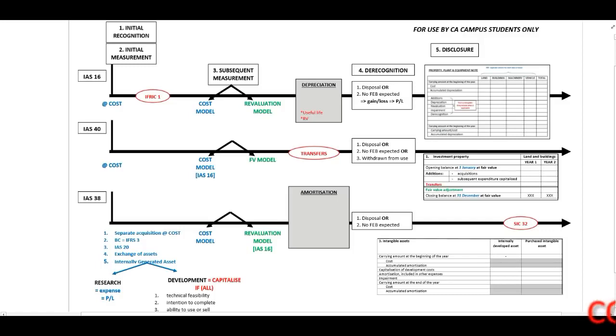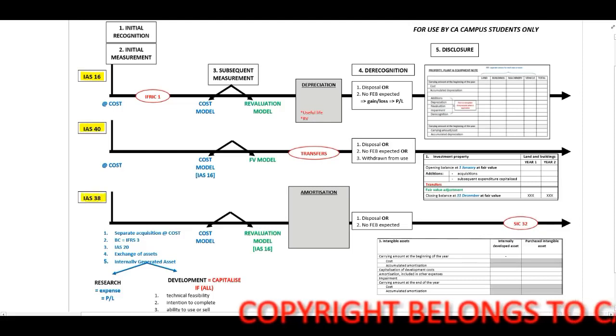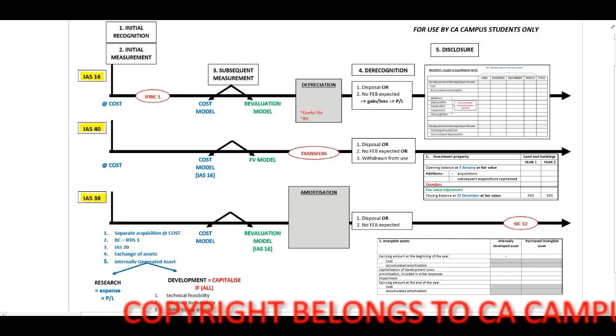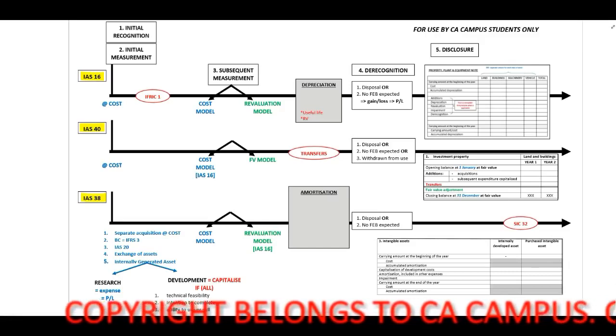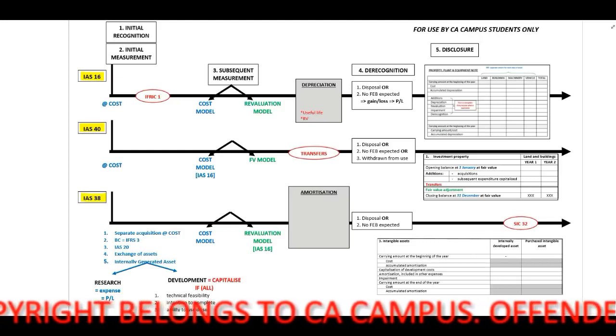On this page, you will identify that I have included 3 timelines. 1 for our IAS 16 principles, 2 for our IAS 40, and the third one for our IAS 38 principles. Now, why is it important for you to be able to distinguish between the different principles within the different standards?